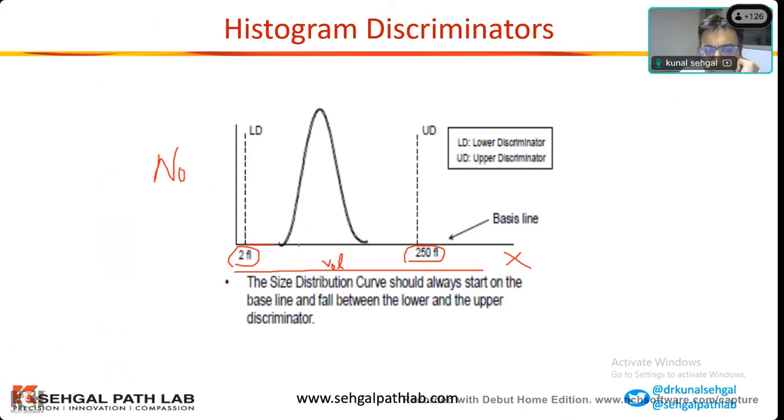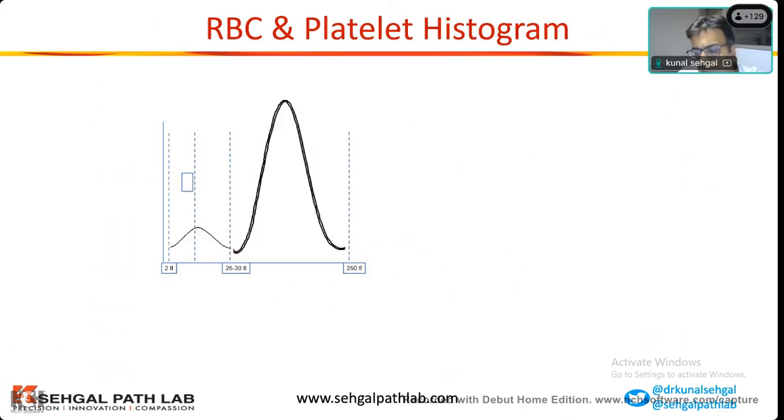And then you see this black line, which is the baseline. In an ideal world, the histogram should start at the baseline, be smooth, and end at the baseline. We'll see how this goes. Now, there is a fixed discriminator which is called the 2 femtoliter discriminator because there is nothing below it. Typically, platelets lie between 2 to 30. This particular discriminator, which we have written as 25 to 30, and this dotted line which you see, is also sometimes called the moving threshold. Based on where this curve ends, this line may move a little bit to the right or the left, but generally between 25 to 30.